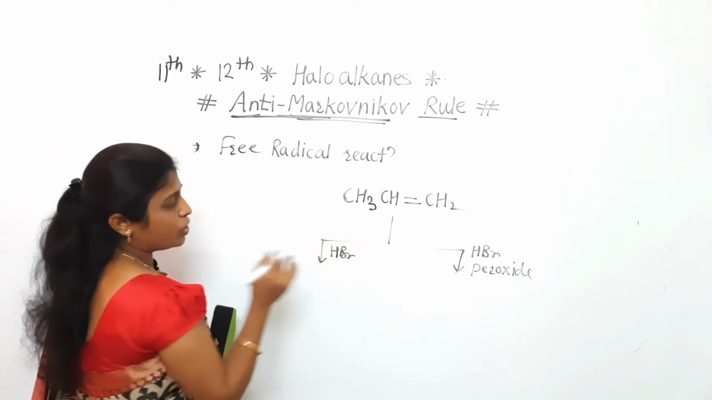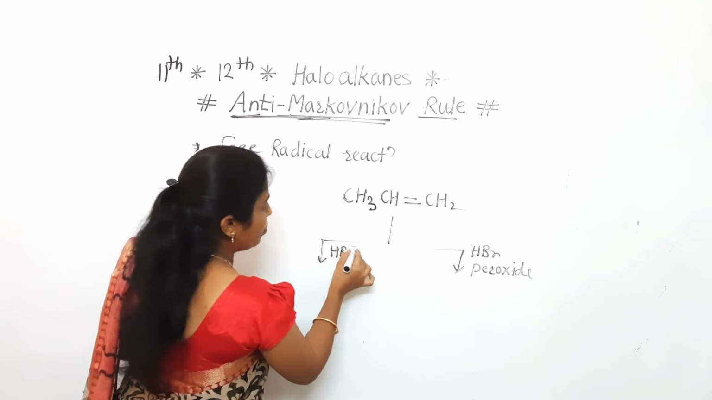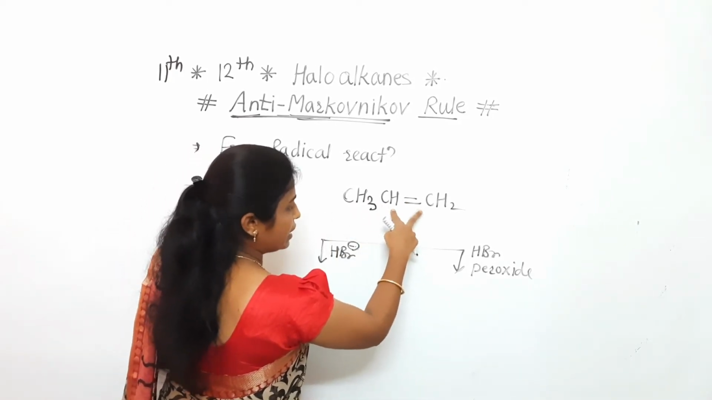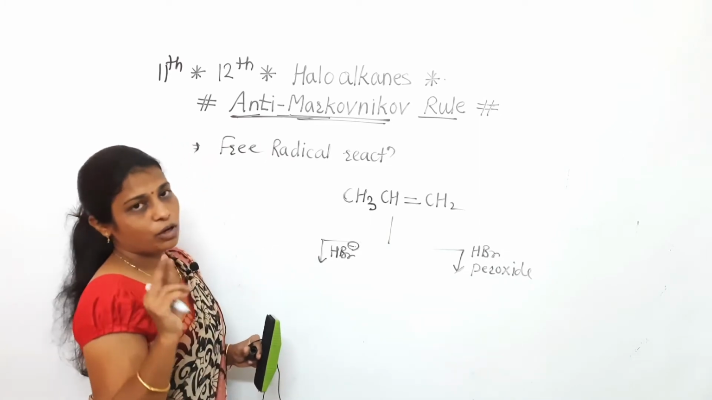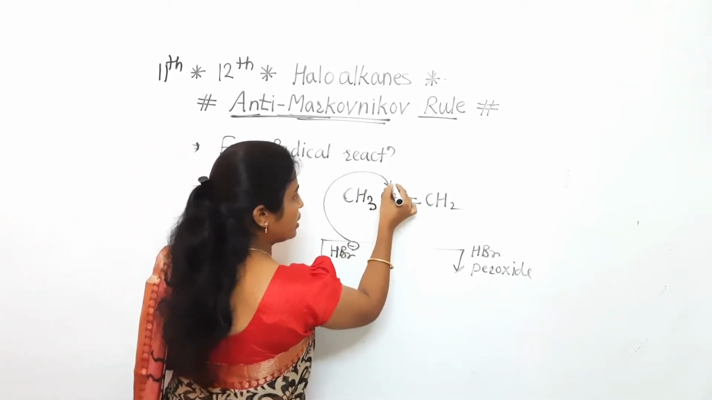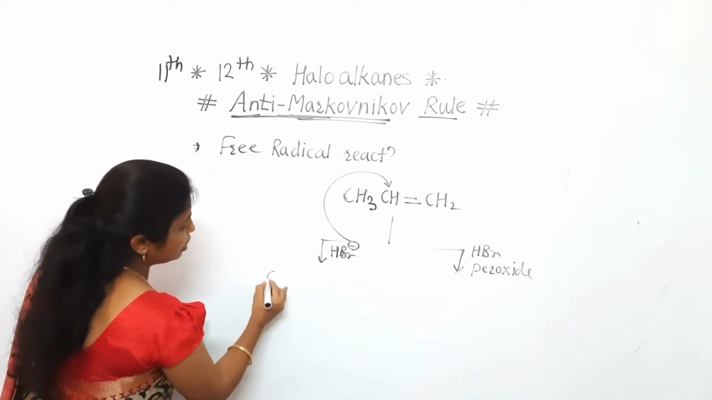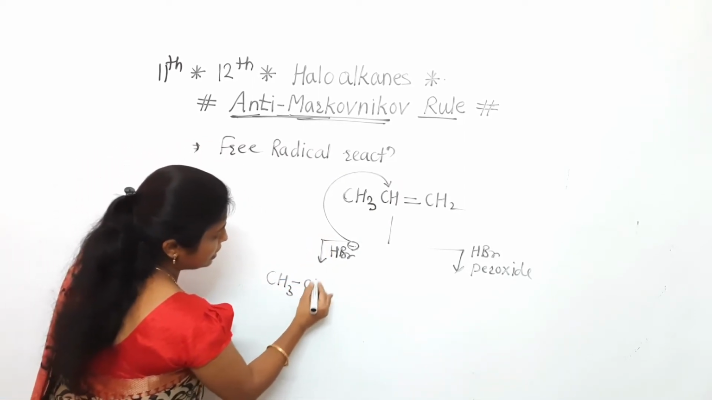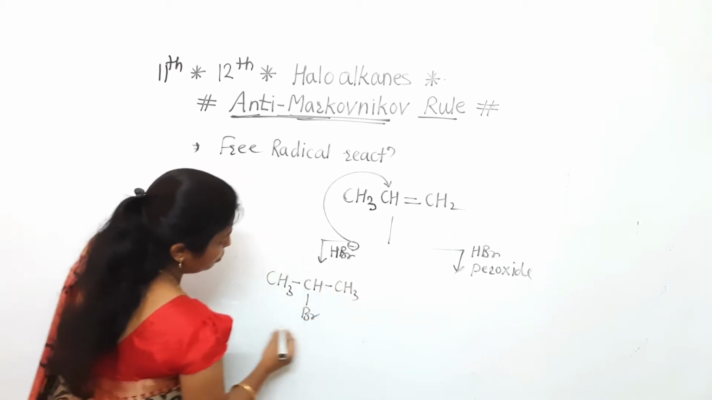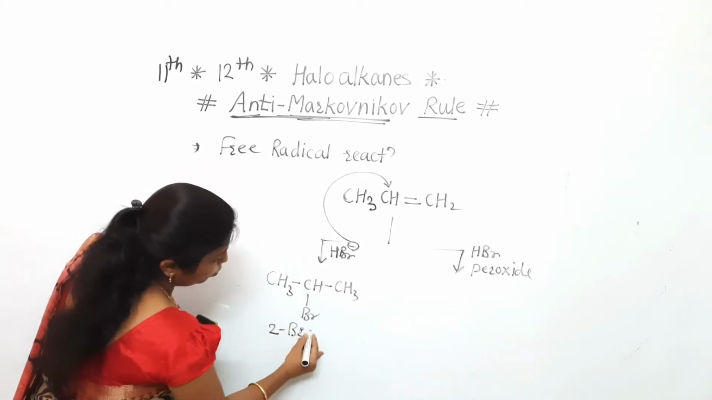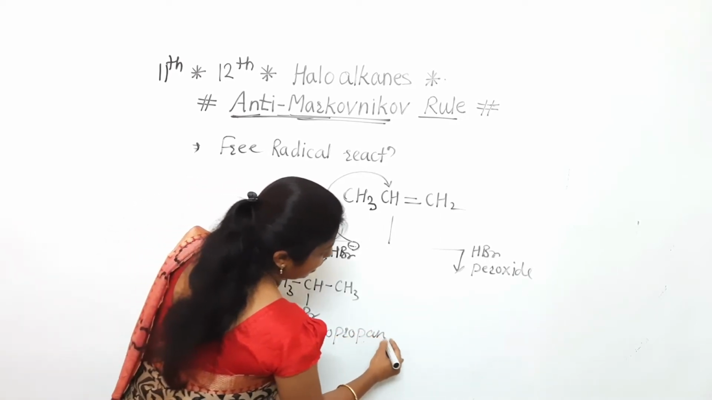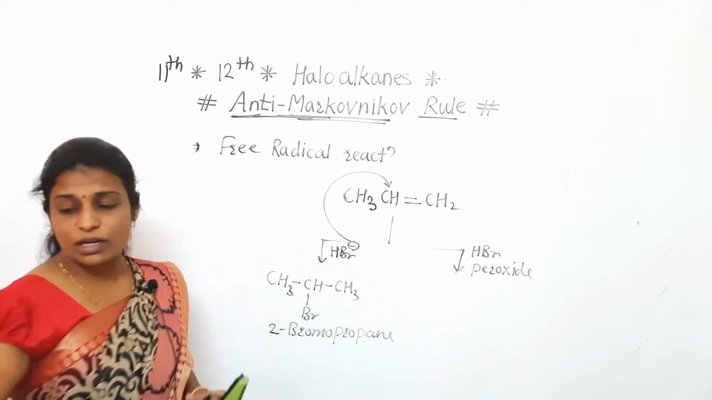Now see, what is the Markovnikov rule? The negative part of the reagent gets attached to the carbon of the alkene which has fewer hydrogens. That means Br minus will attach to this carbon. So we get the product CH3CHBrCH3, which is 2-bromopropane. Clear to everyone?